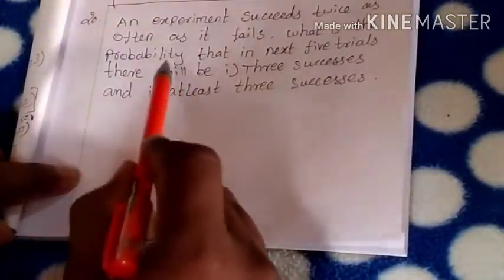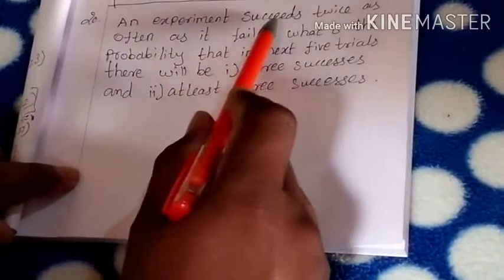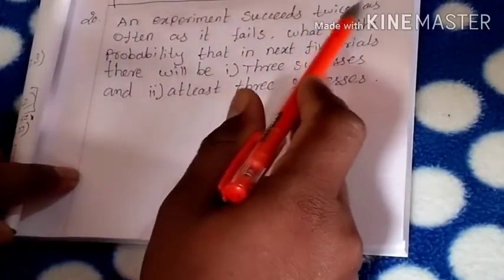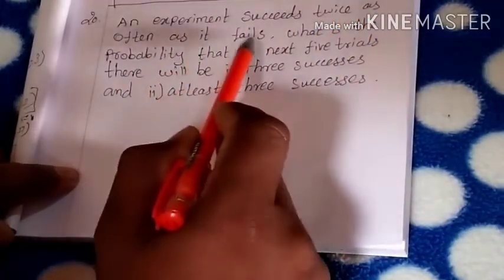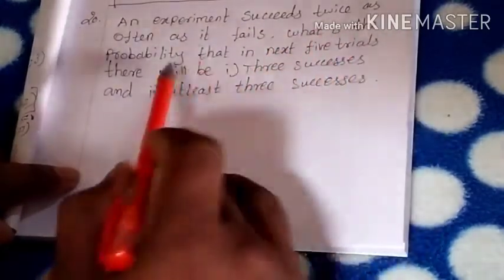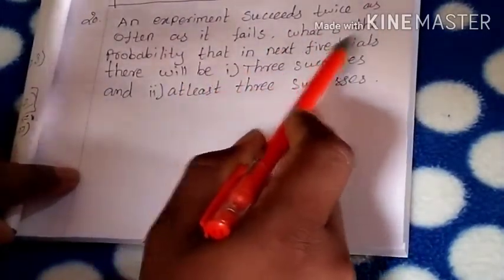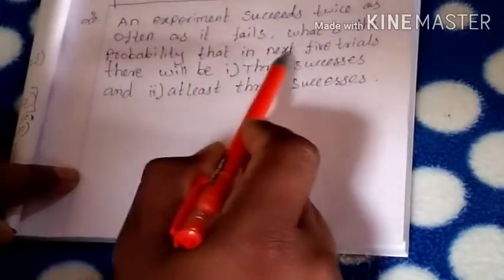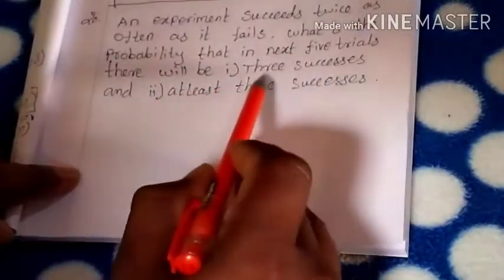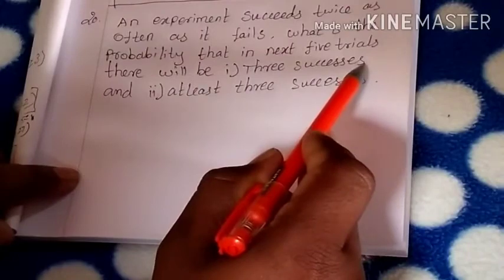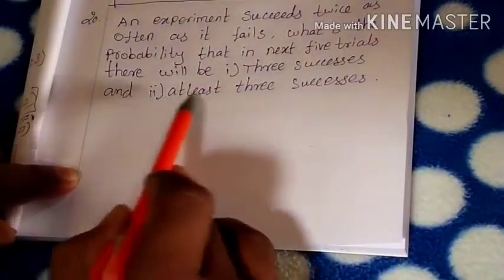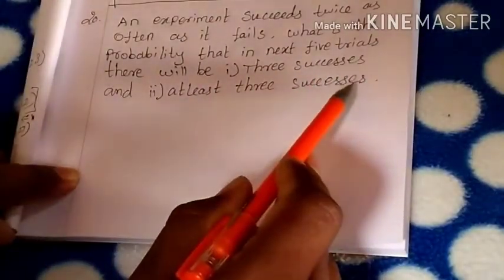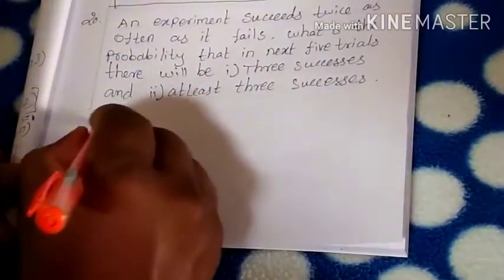Okay, dear students, next, question 20. An experiment succeeds twice as often as it fails. So success is twice as fail. What is the probability that in the next 5 trials, so the number of trials is 5, there will be 3 successes is your first question, and the second question, at least 3 successes. Okay, the solution.